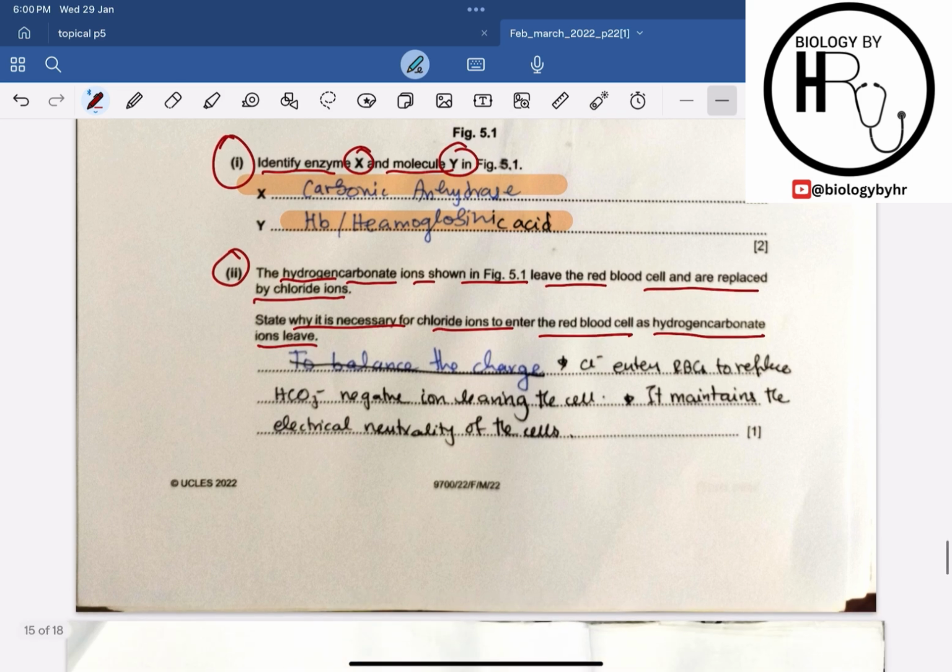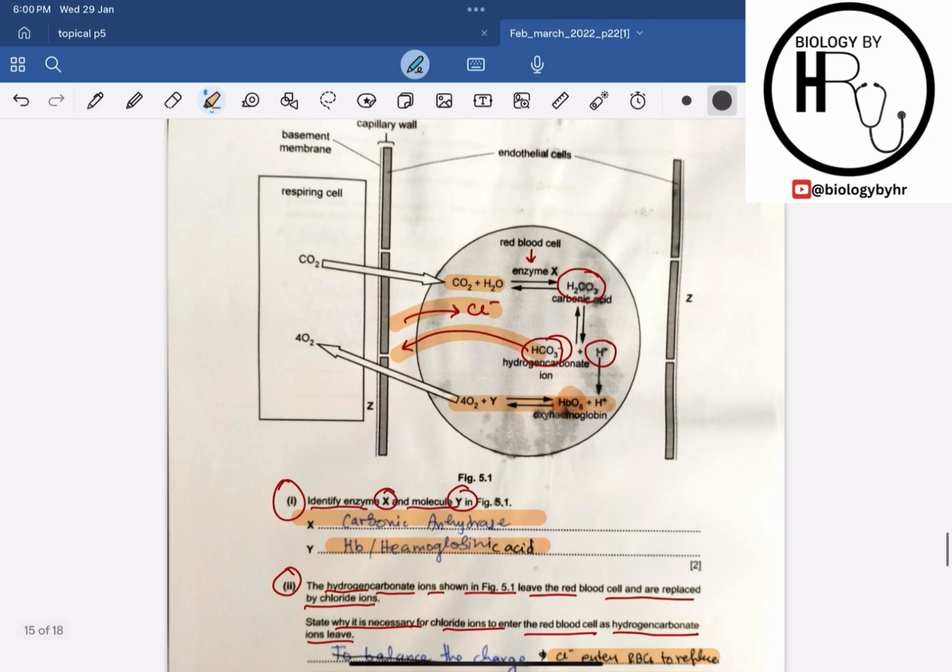So basically, why is it important to maintain the electrical neutrality of the cell? Obviously it maintains the electrical neutrality of the cell. Chloride ion enters the red blood cells to replace the hydrogen carbonate ions, the negative ions leaving the cell, right? So it will balance the electrical neutrality or electrical charges of the cell, right?